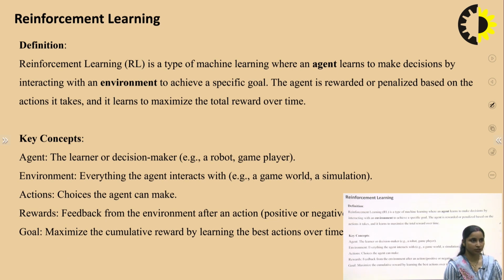There will be an agent, there must be an environment, there will be actions, rewards, and goals. So one by one we'll take all these key concepts. First one is the agent. Any learner, any decision maker is the agent. If we are talking about a robot in reinforcement learning, then the robot will be the agent.